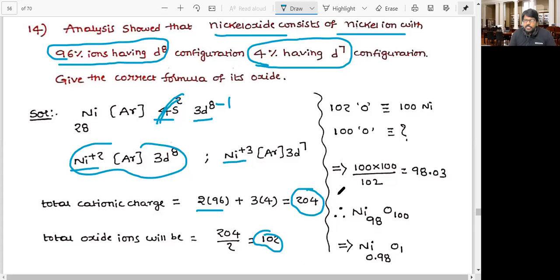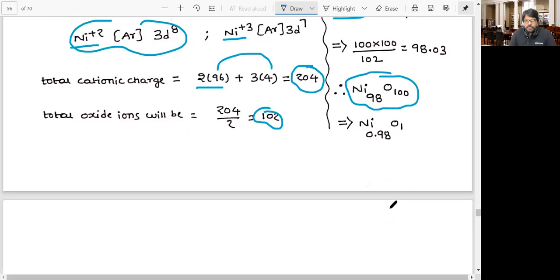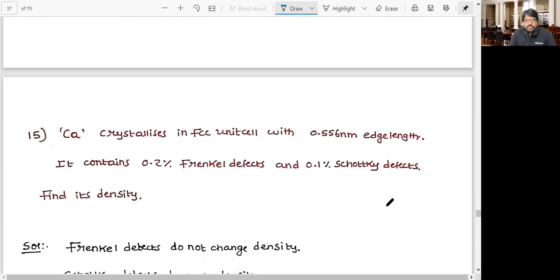So the same logic. For 102 oxygens, there are 100 nickels. I already told you, you can see 96 plus 4. For 102 oxygens, 100. For 100 oxygens, how many? So you will be getting the formula: Ni 98 O100, that is Ni 0.98 O1. So that is the procedure. And let us move on to the next question.